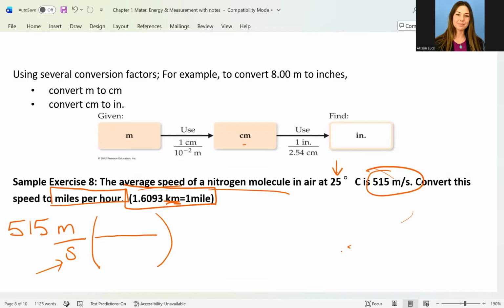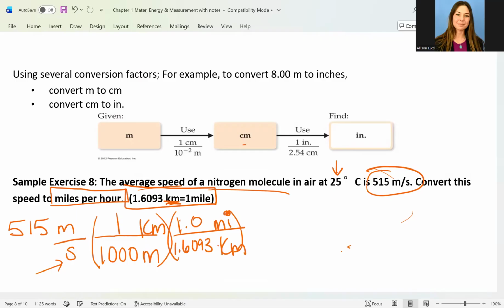So I'm given this equality in kilometers, so I can set equal how many meters there are in 1 kilometer, so that's 1,000 to 1. And then now that I'm in kilometers, I want that to cancel, and I want to end up with miles on my numerator. So I would put 1.0, an infinite amount of 0s, miles on top, divided by 1.6093 on the denominator here. So now I'm in a unit of miles per second, but I want to get to miles per hour. So I can just continue here with adding on conversion factors.